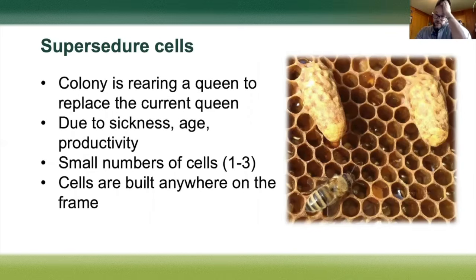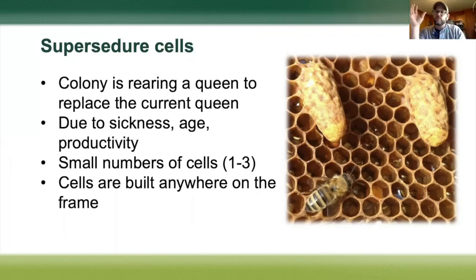So supersedure cells, they're essentially the colony's way of replacing an existing queen, really due to something like, I don't know, sickness. She's old, she's not being productive anymore, maybe she got hurt. That's when they're going to replace her with a supersedure. So meaning that she's still in the colony, but something's wrong with her. Now, when this happens, what we typically see is a small number of cells. So I use the one to three cells. It could be a few more. Well, it's not going to be less than one, but it could be a few more. But generally, it's not a ton of cells.